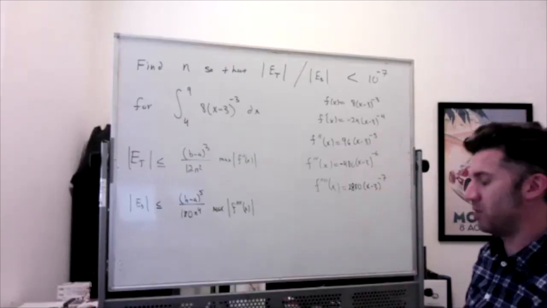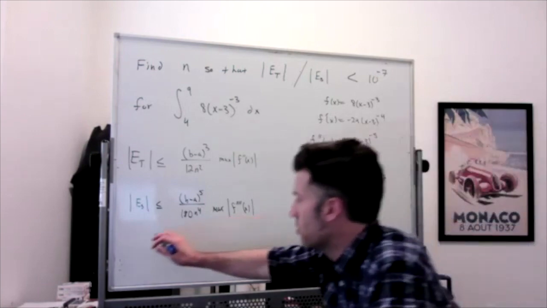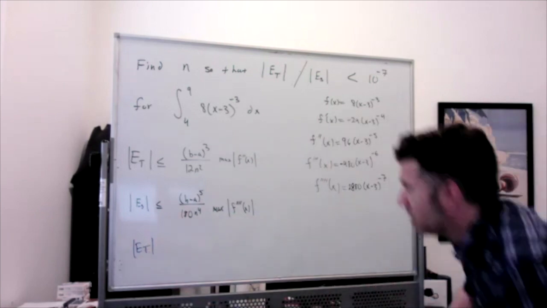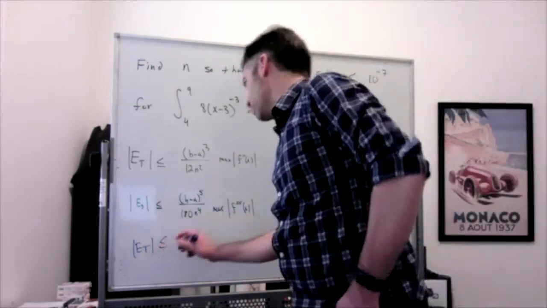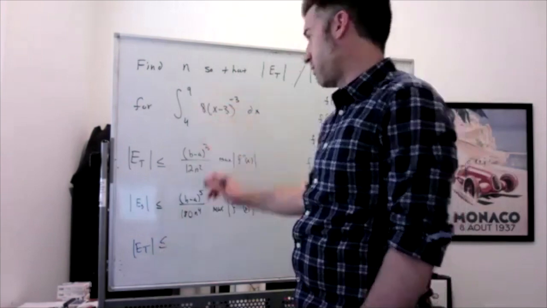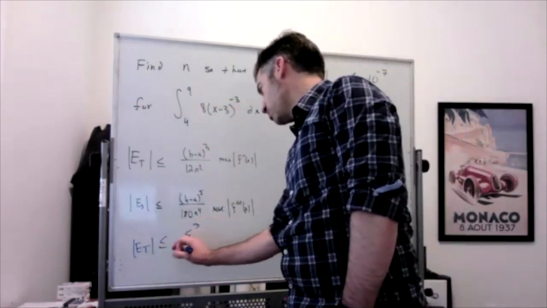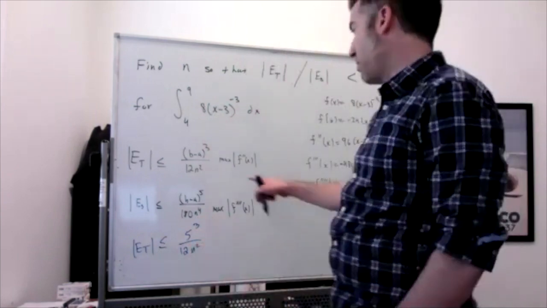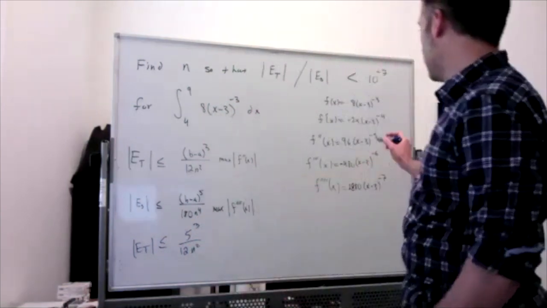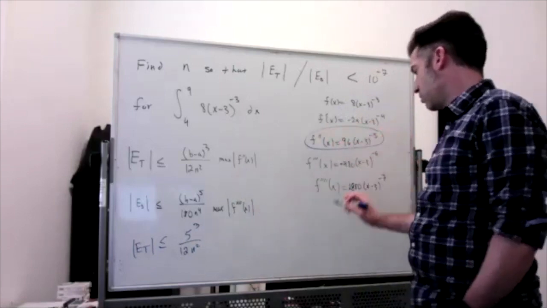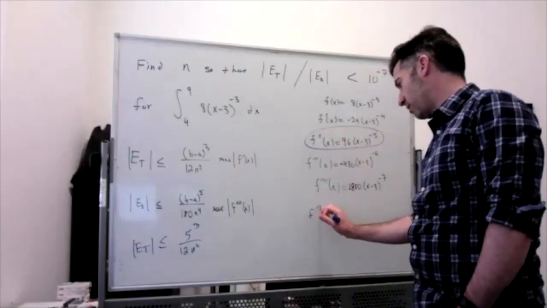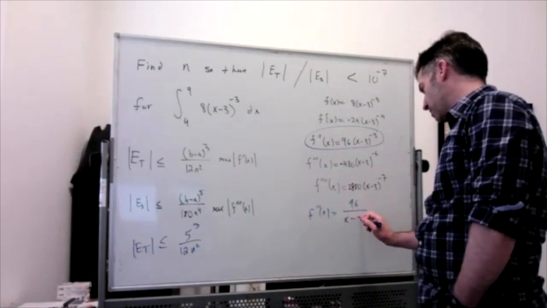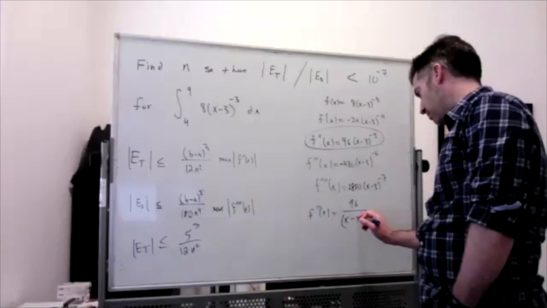So let's start with the trapezoid rule. That's going to be less than or equal to (b minus a) cubed, 9 minus 4 is 5 cubed, over 12 times n squared times the maximum of f double prime. So here's f double prime, which, again, if I write it down here, f double prime of x is 96 over (x minus 3) to the fifth power.